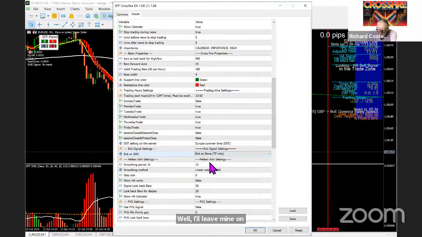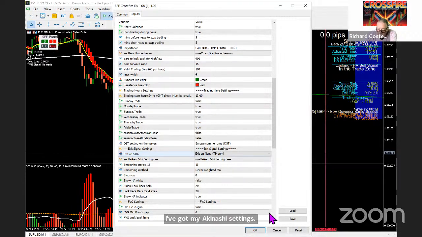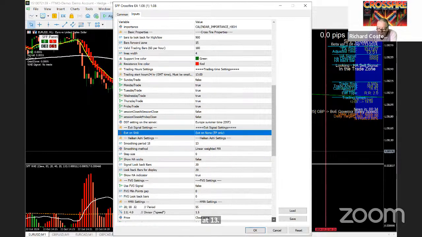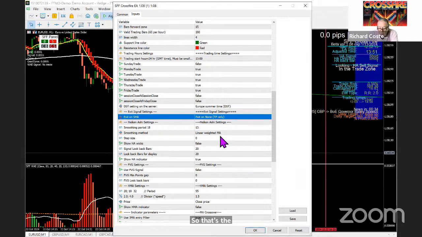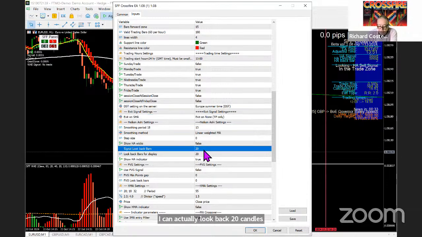I've got my Heikin-Ashi settings at 13. You can increase that if you wish, but that is the period. It looks back 13 candles. I've got my Heikin-Ashi to look back 20 candles to take into account. So if there's a recent change, and by recent I mean within the last 20 candles, it'll take it into account.